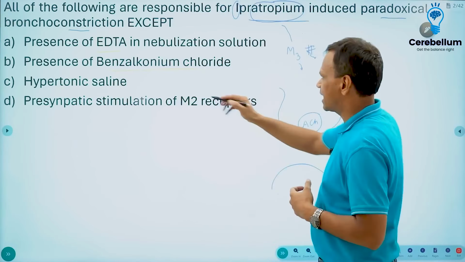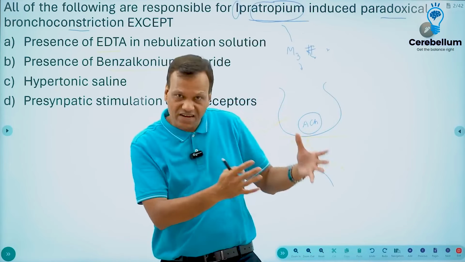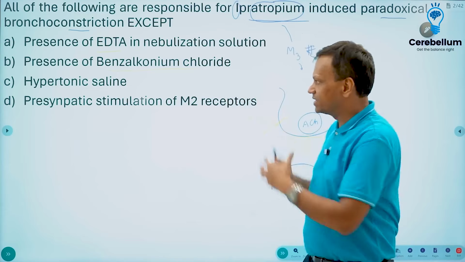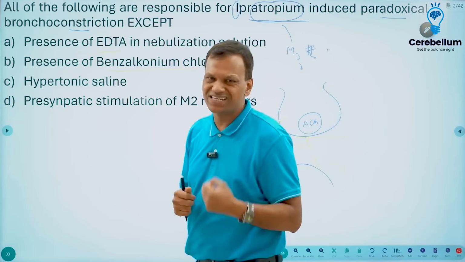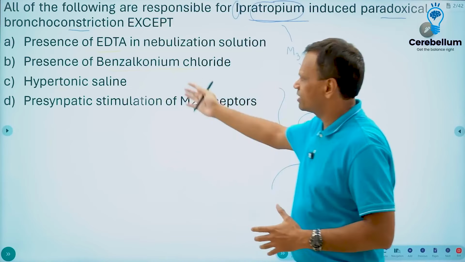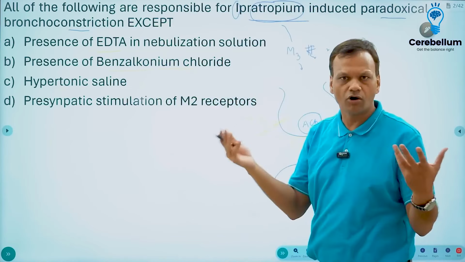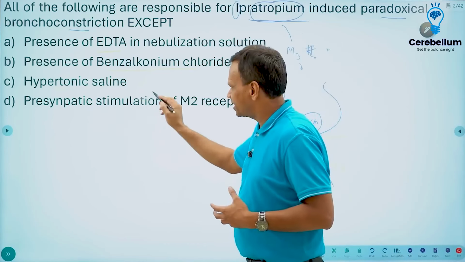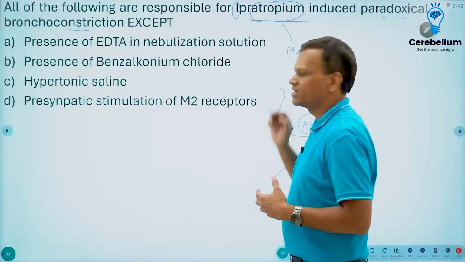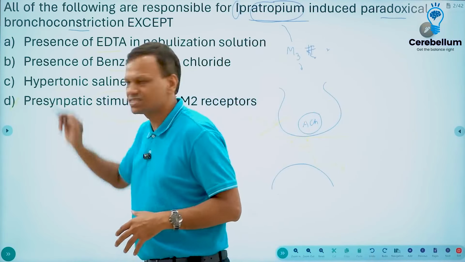And the third important reason can be hypertonic saline. Hypertonic saline is itself used in some conditions like bronchiolitis. We will discuss the mechanism, but hypertonic saline can irritate the respiratory pathway. It can also result in bronchoconstriction. So if you see this question, it becomes easier. Presence of EDTA, presence of benzalkonium, hypertonic saline all cause bronchoconstriction. Presynaptic stimulation is not causing it; it is presynaptic inhibition of the M2 receptor which will cause bronchoconstriction. They have asked except, so this is the answer.